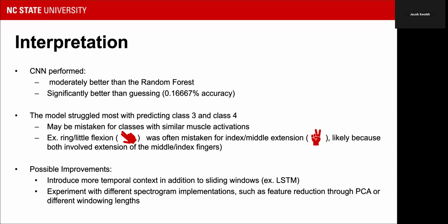This highlights one of the main challenges of using EMG. The spatial proximity of muscle groups can lead to signal similarity. To improve classification, future work could explore adding more temporal context using LSTMs or modifying the pre-processing pipeline, such as reducing spectrogram dimensionality with PCA or experimenting with alternative window lengths.